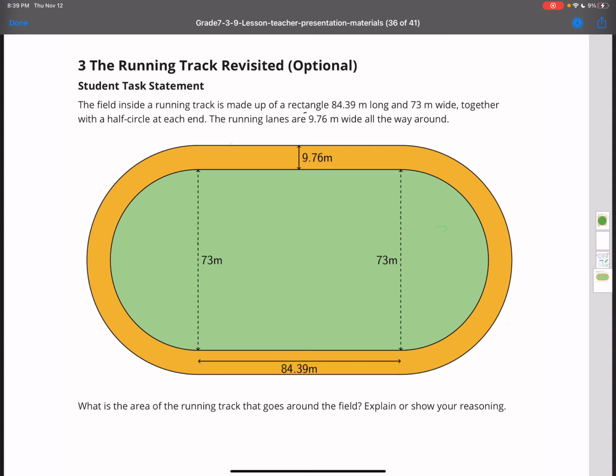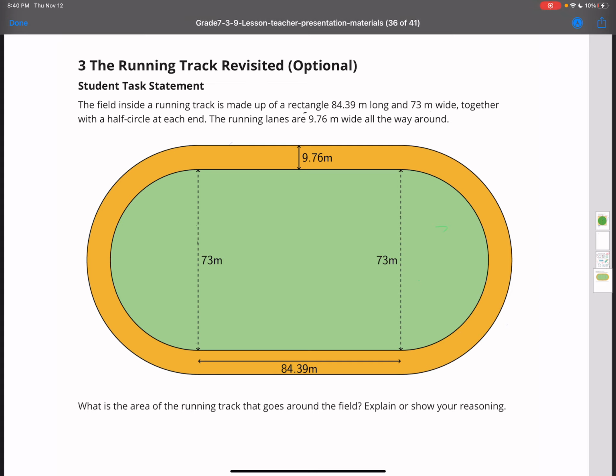We are revisiting the running track. Now, if you have a calculator at home, you're going to need it. If you don't, you can use the calculator on your computer and so on. But yes, we're going to be doing some math for this problem. Okay, so are you ready? Let's start.